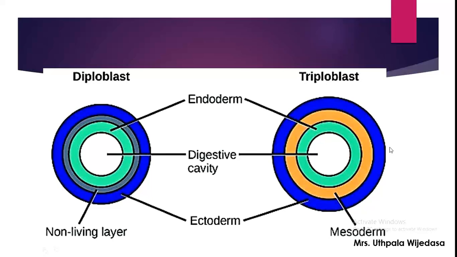In triploblastic animals, there are three germinal layers. The innermost layer is known as the endoderm, the outermost layer is known as the ectoderm, and in between these two germinal layers, there is the mesoderm.